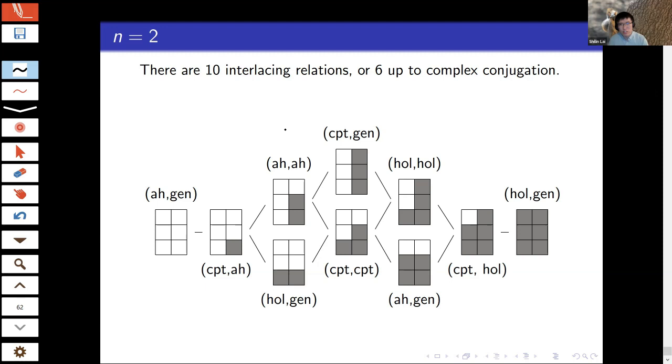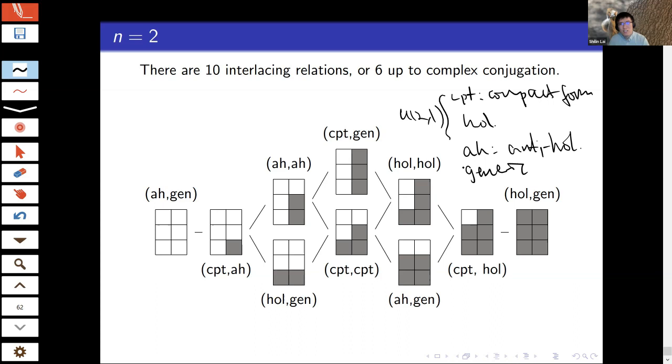So compact is the compact form, which is the unique one. And the other non-compact form, which is U(2,1), we have the holomorphic one, the anti-holomorphic one, and the generic one. So the Arthur L-packet has four elements. Well, it has eight elements, but four essentially distinct elements.